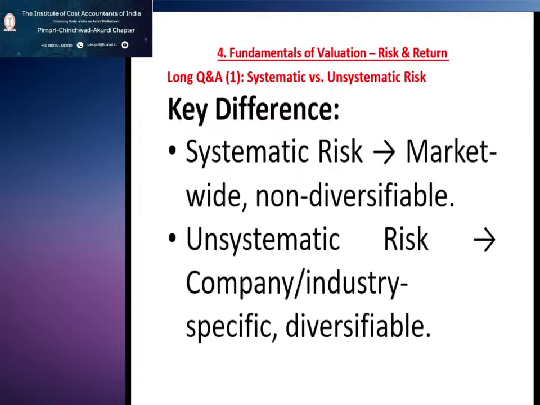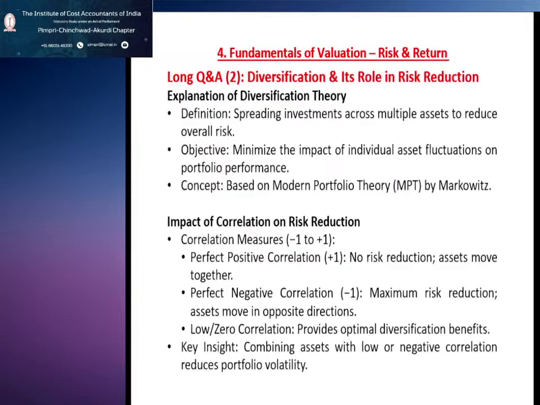So in terms of the key difference dealt with in the long question and answer, one of systematic versus unsystematic risk is that systematic risk is market-wide and non-diversifiable, and unsystematic risk is company or industry specific and therefore diversifiable. So these are the key differences between the two risks.